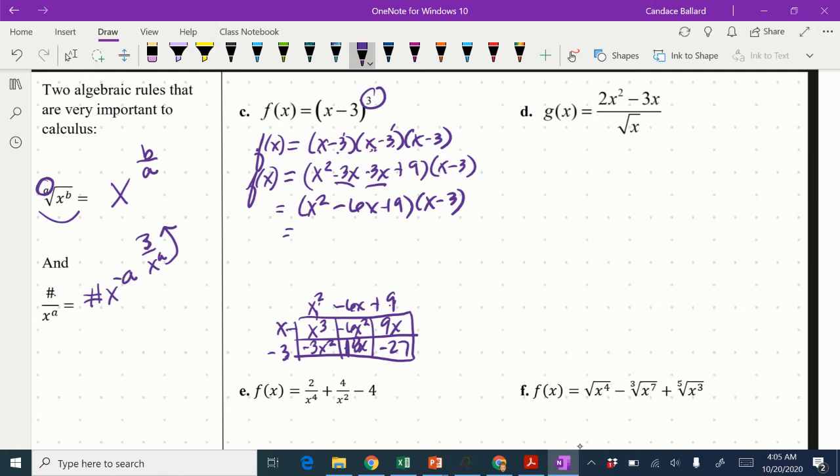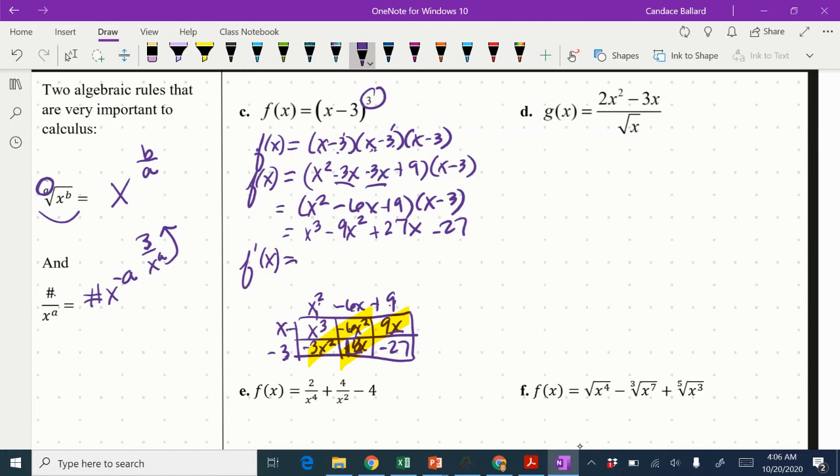So as I'm writing this up there, I'm going to combine like terms. You'll notice your diagonals are usually your like terms. So we have x cubed, and then negative 3x squared and negative 6x squared is negative 9x squared. 18x and 9x would be 27x minus 27. Now I am finally ready to take my derivative.